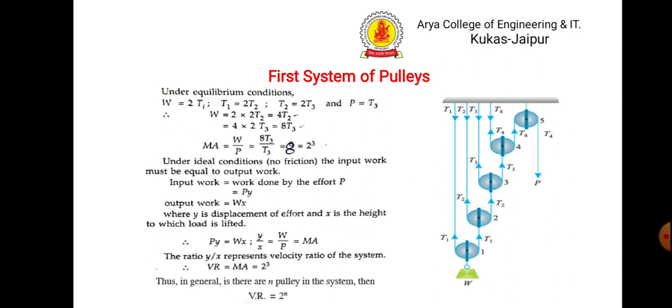In general, if there are n number of movable pulleys in the system, then VR will be equal to 2 to the power n. Remember one thing: here n is the number of movable pulleys, not the fixed pulley.